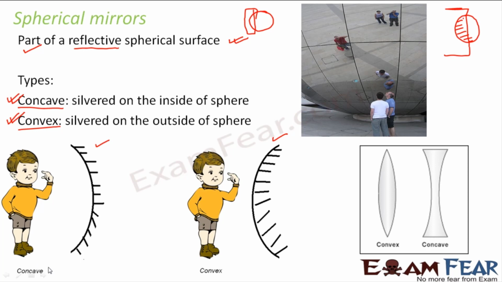You can use a memory tip to remember which one is concave and which one is convex. If you look at this word concave, you have cave in it. Cave means, all of you know, what is a cave? You call it gufa, right? So cave means when you enter inside something. So wherever you have this word cave, you have inside. That means the inside is silvered. So that is concave. And the other one, convex, is silvered on the outside.